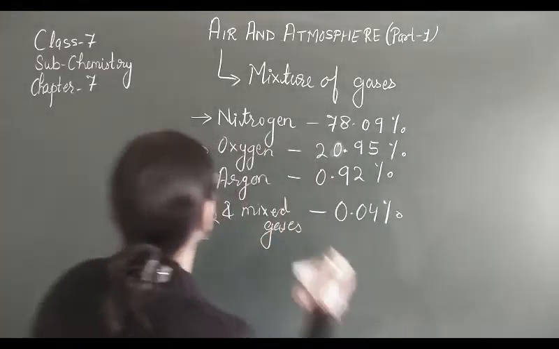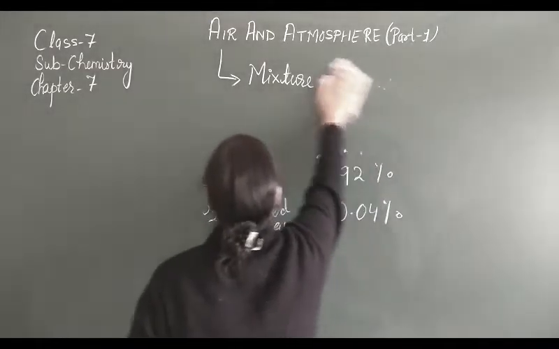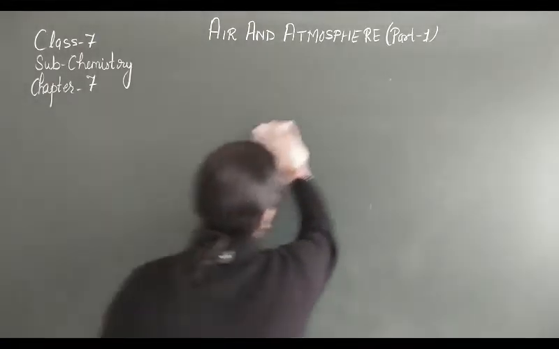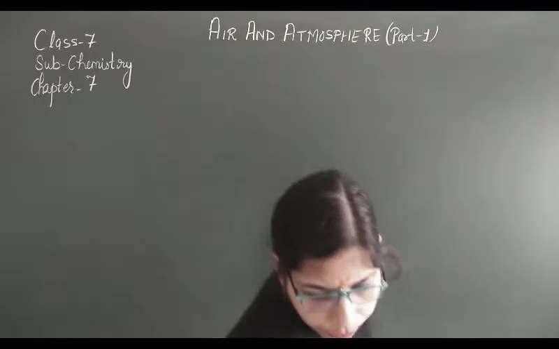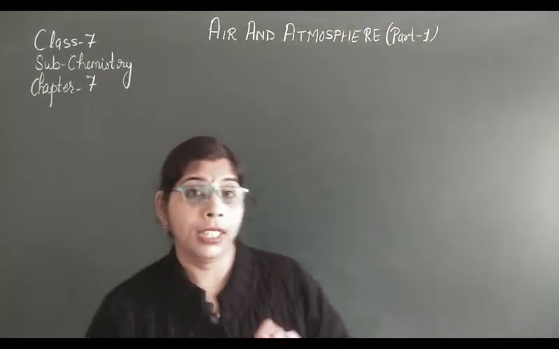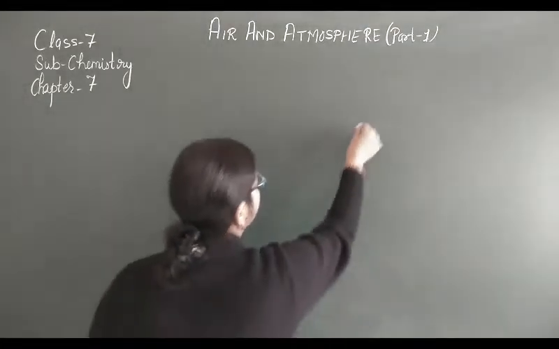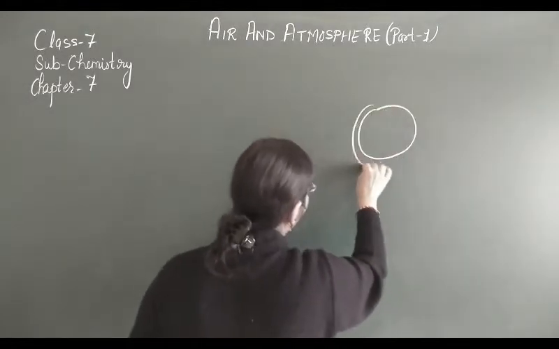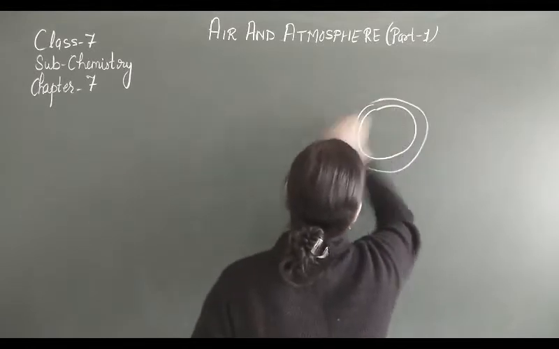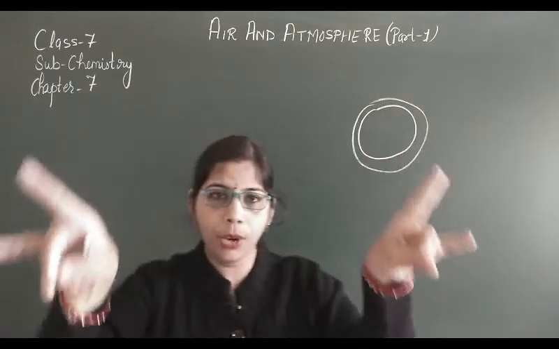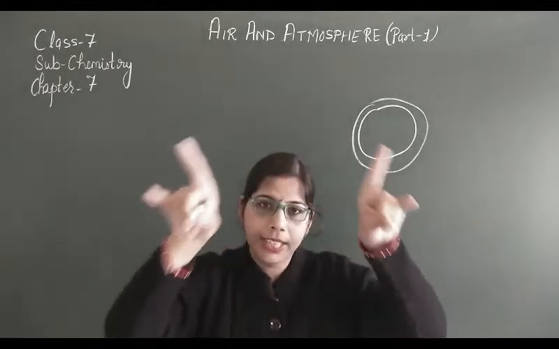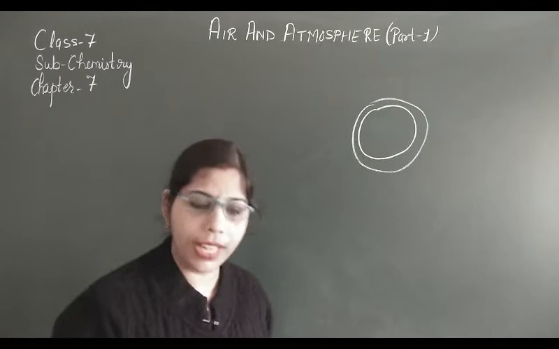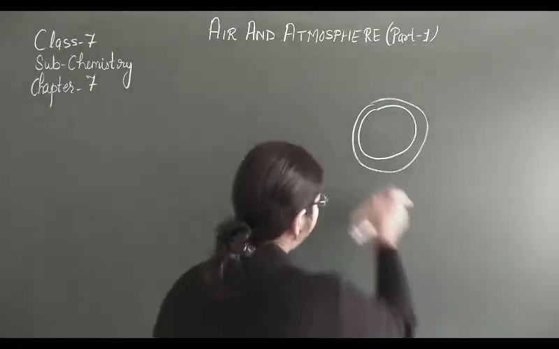Okay. Now, as we are discussing air and the atmosphere, we must also know what the atmosphere is. The atmosphere is just our earth surrounded by a blanket. Around our earth there is a protection layer. That protection layer protects the earth, and that blanket is known as the atmosphere.